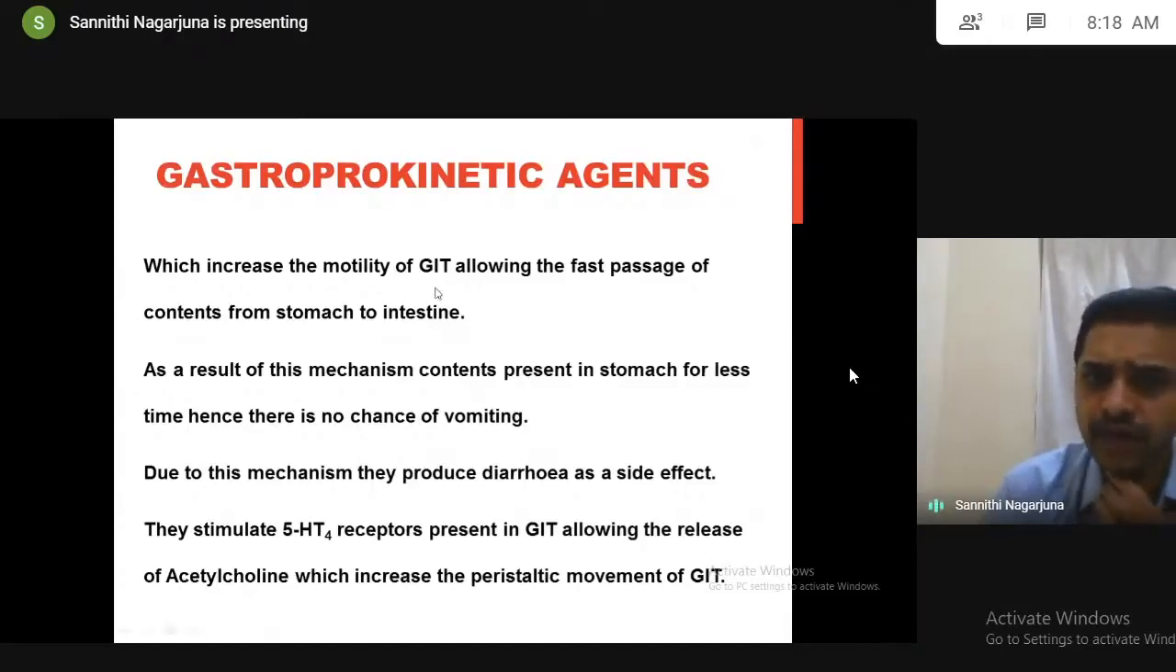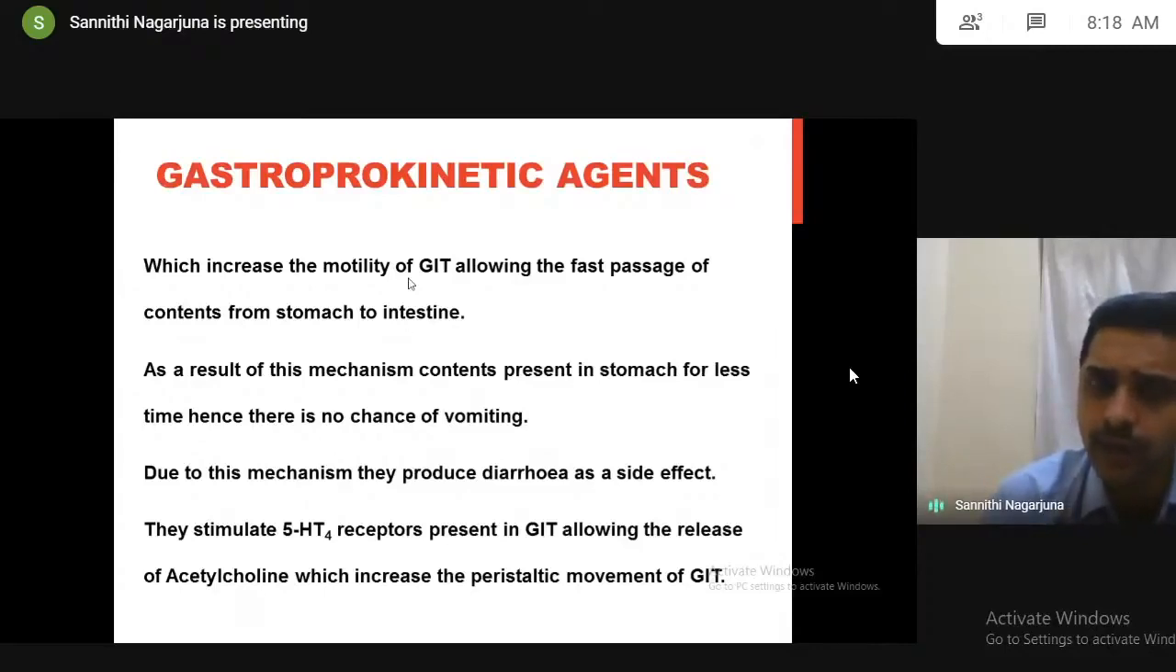Because of increasing the motility of GIT, they immediately cause the movement of things from stomach to the intestine. They increase the motility of GIT. They cause fast passage of contents from stomach to the intestine. So as a result, what happened? The things are moving immediately from stomach to intestine. So as a result, the things will not be present in stomach for a long time. Hence there is no scope for vomiting.